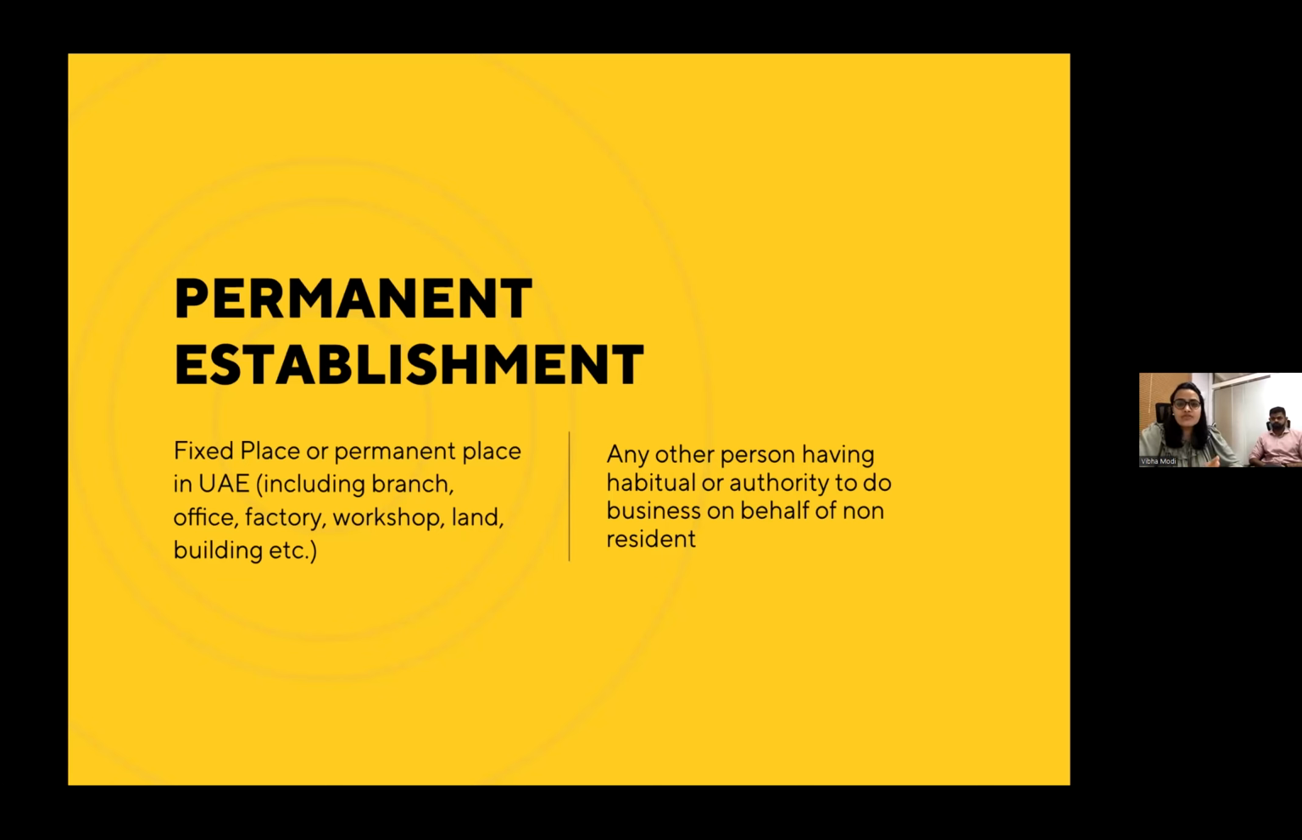In this PPT, I'm just covering the basic level of information. For every slide, we can go into more detail. This is only 10% of the information, which I'm sharing just to give you the layout, but there are exceptions which need to be gone into in detail. So for permanent establishment, first the fixed place. If you have any branch, office, factory, workshop, land and building in UAE, though you are not registered in UAE, you are considered a non-resident taxable person of UAE.